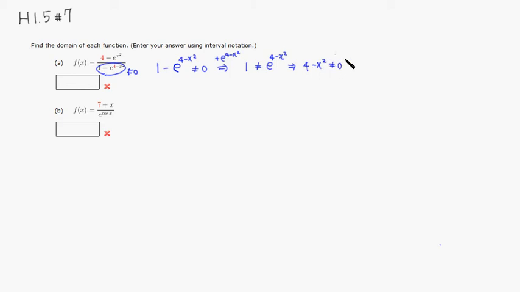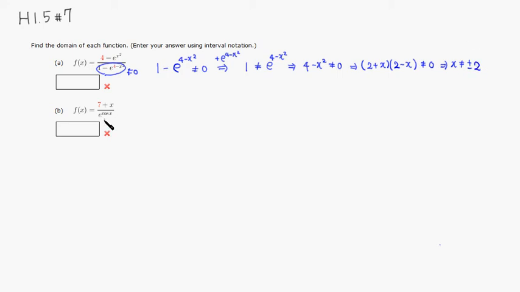Then we can just factor. 4 minus x squared can be factored as the quantity 2 plus x times the quantity 2 minus x, and that cannot be equal to 0. Which means that x cannot be equal to plus or minus 2. So that'll be the domain.